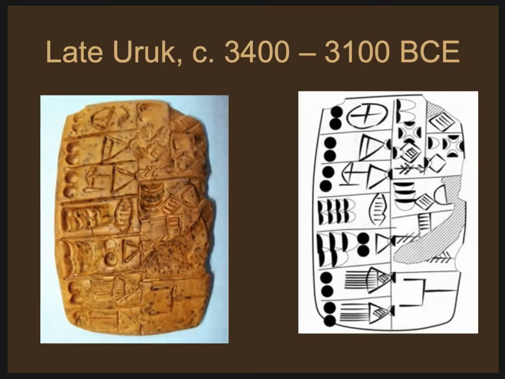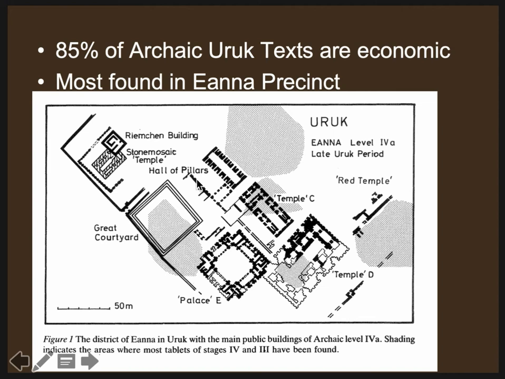Here you can see this is another later Uruk tablet. Again, numbers, you'll recognize that as the sheep sign, right? So the amount of sheep. The temple is obviously keeping track of lots of tribute coming into the temple. And by the temple we mean not just the physical building. We're talking about the institution. So 85% of these archaic Uruk texts are economic in nature. Most are found in the Eanna precinct.